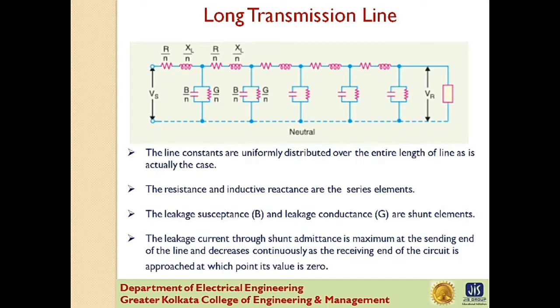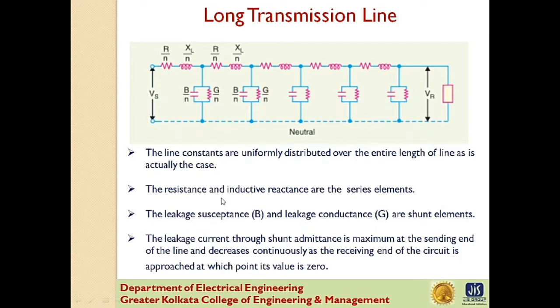Now, rigorous mathematical treatment is required for solution of such lines. This figure shows the equivalent circuit of a three-phase long transmission line on a phase-neutral basis. The whole length of the line is divided into n sections having line constants 1 by nth of those for the whole line. VS is the sending end voltage, VR is the receiving end voltage, B by n is the leakage susceptance and G by n is the leakage conductance.